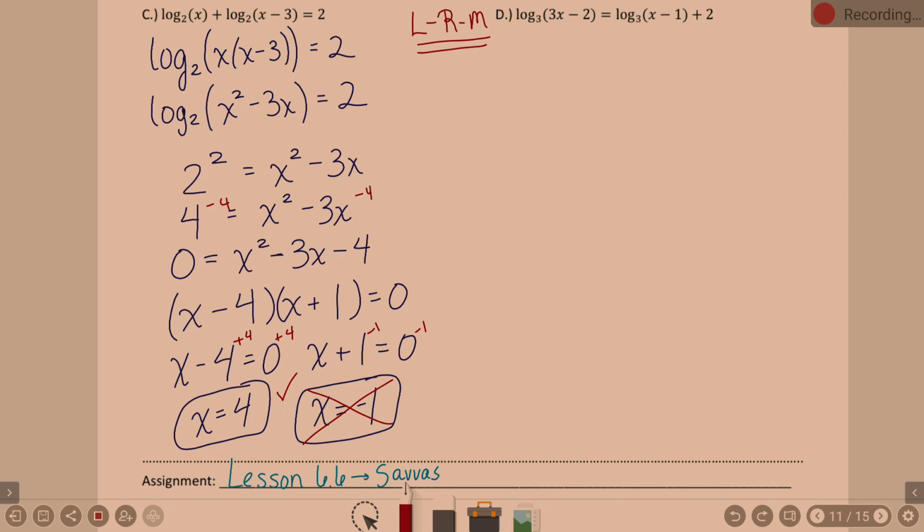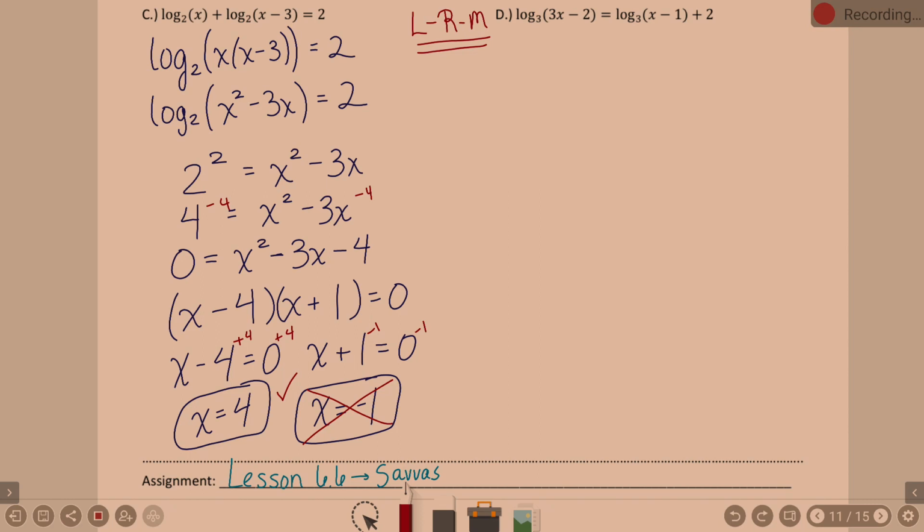Okay. One more problem for the day. We have 2 logs again, but we also have that extra term hanging around. Can I make this equation log equal log? No, I can only make it log equals log plus 2. So what should we do here?